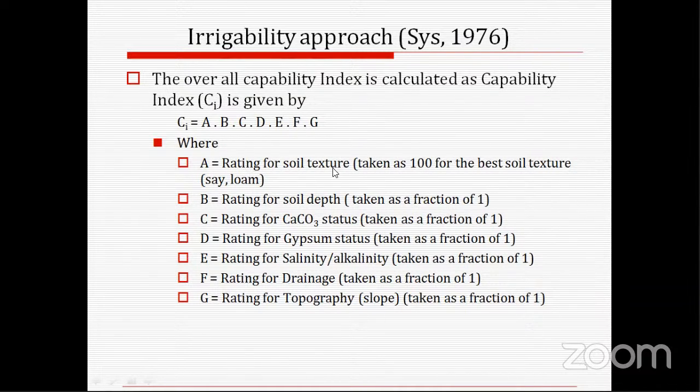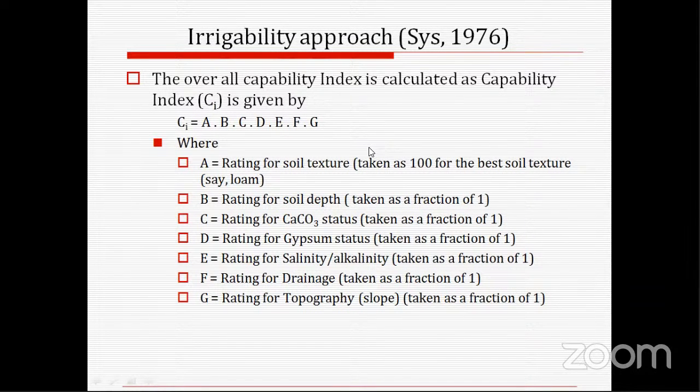A means rate of soil texture. B means rate of depth. C means calcium carbonate status. What is the condition of calcium carbonate status? And gypsum content. D means that, E means salinity and alkalinity. F means drainage. G means topographic conditions. So by calculating all these things and by multiplying all these things, we get one index that is called the capability index. This was given by this person, Sys, in 1976. This is a irrigability approach.